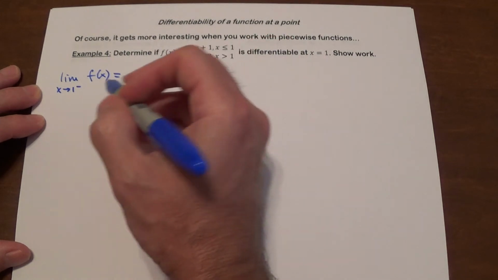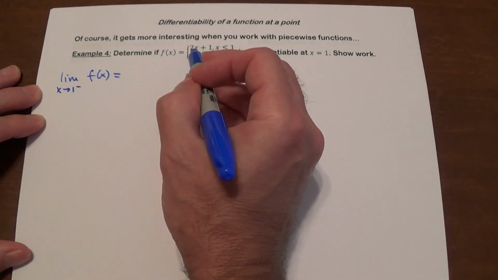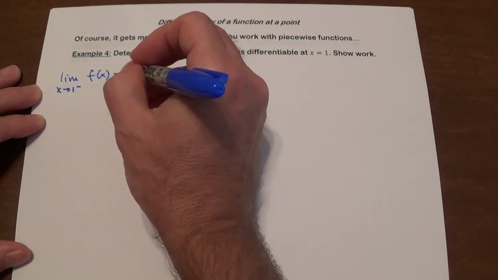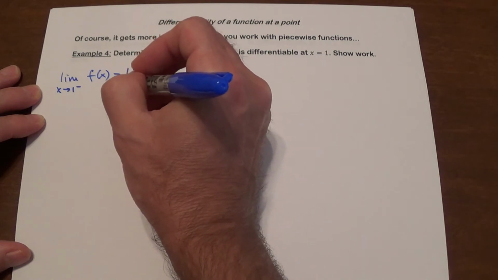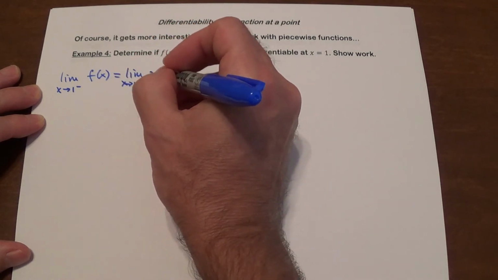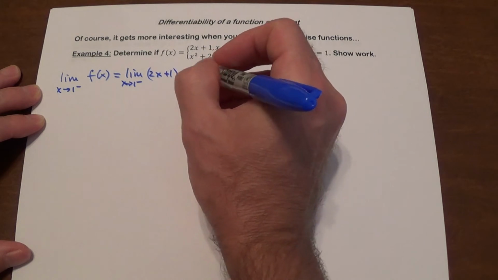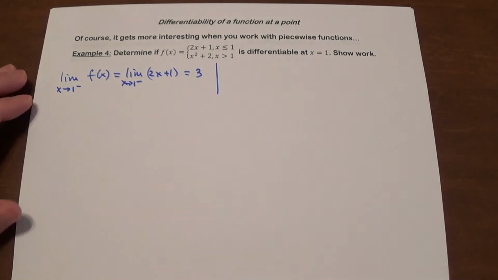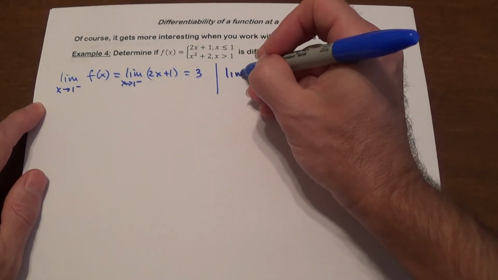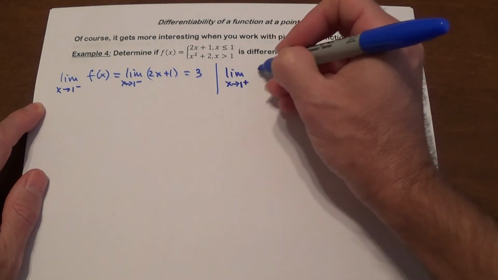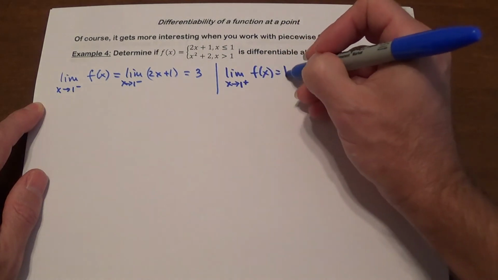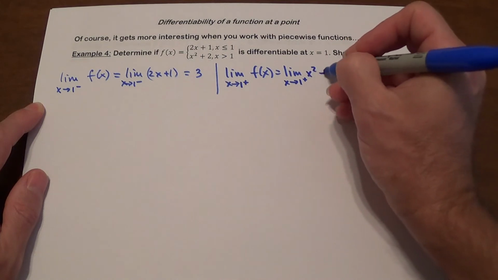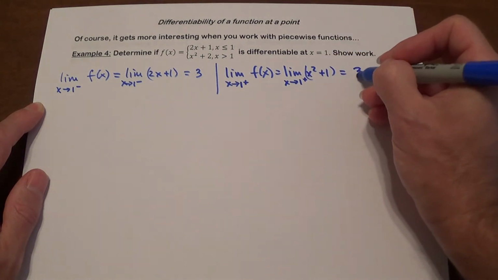to equal, well, we're actually evaluating the first function, right, because that's when x is less than 1. So it's going to be the limit as x approaches 1 from the left of 2x plus 1, and our value is going to be 3. What about the other side? Limit as x approaches 1 from the right of f of x. We're going to use the second function, and it's going to be 3 as well.